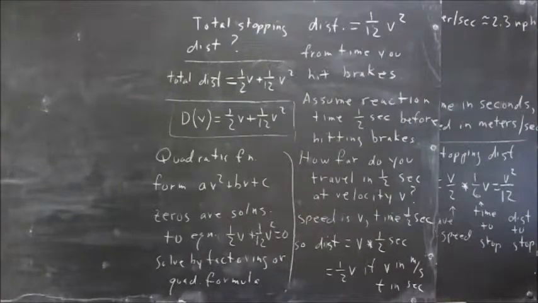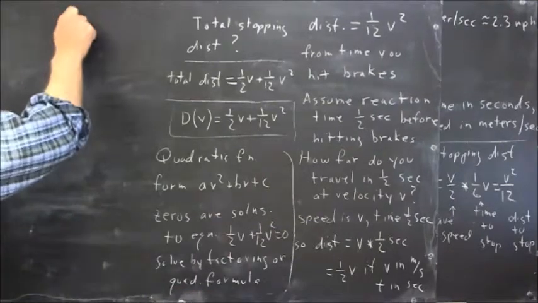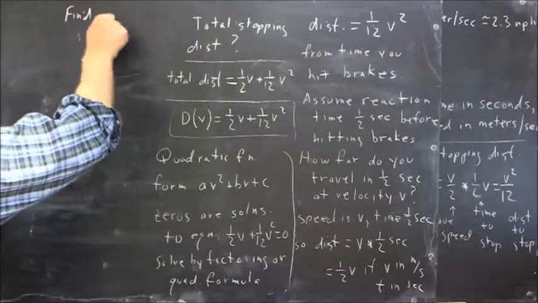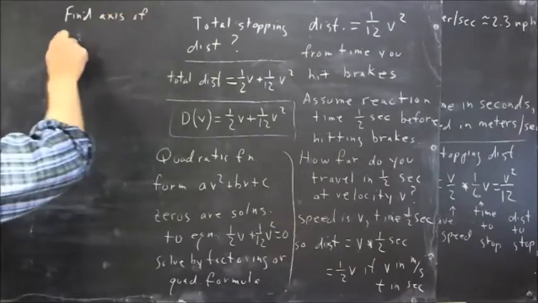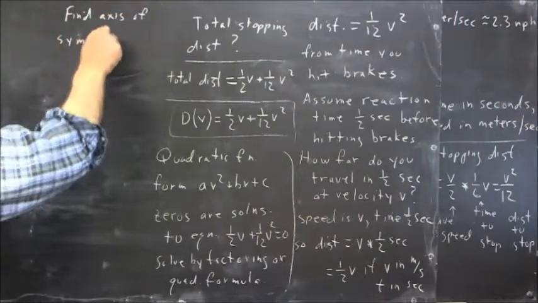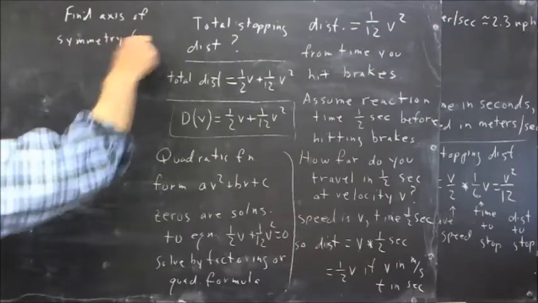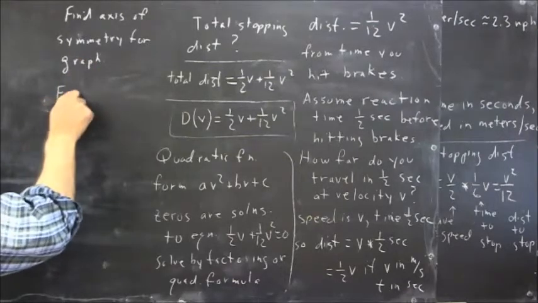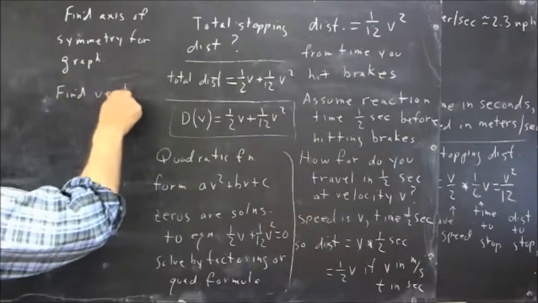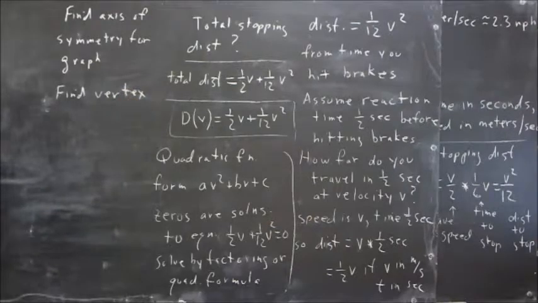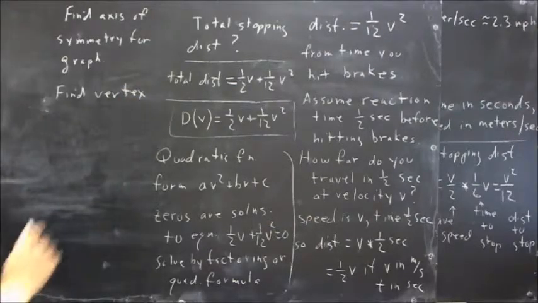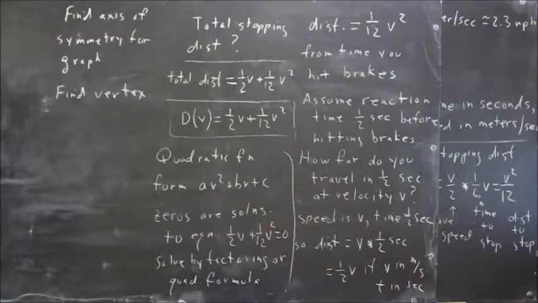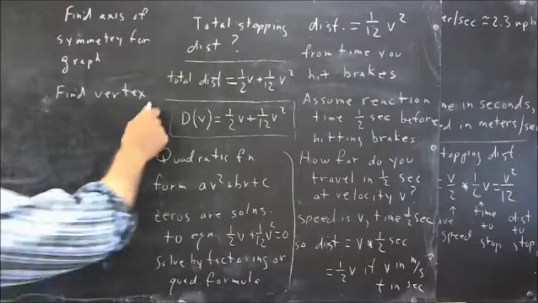And we can use the quadratic formula to find the axis of symmetry for the graph. We could find the vertex of the graph. We could also find the y-intercept using the same techniques that we used previously with the demand function.